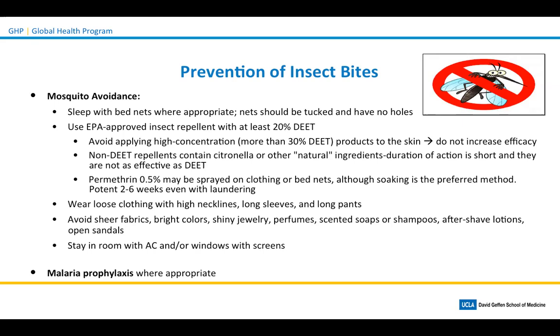Permethrin 0.5% may also be used and sprayed on clothing or bed nets, although soaking is the preferred method. Permethrin is quite potent, even 2 to 6 weeks, and even if you've done your laundry. Please wear loose clothing with high necklines, long sleeves, and long pants, and avoid wearing bright colors, shiny jewelry, anything that might attract mosquitoes. If possible, stay in a room with air conditioning, and definitely stay in a room that has screens on its windows. Of course, malaria prophylaxis is also another way to prevent malaria.